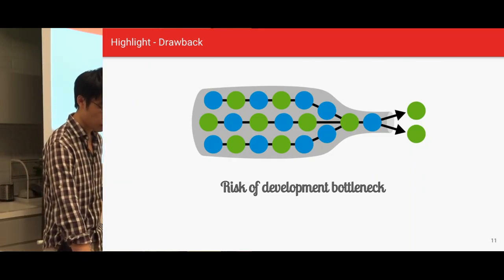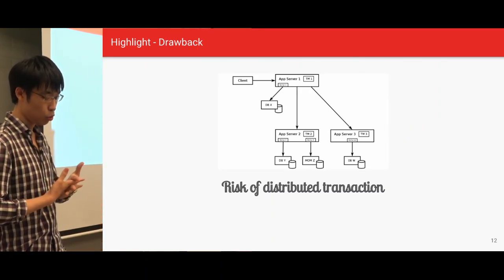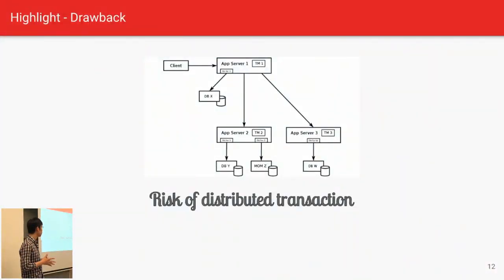Just making one REST call. And this is the part that, from my personal experience, if you're doing an API gateway in a microservice, a lot of time you run the risk of creating a distributed transaction, which means in this case you have actually three servers. Server one will be acting as the API gateway. Two and three are your microservices.